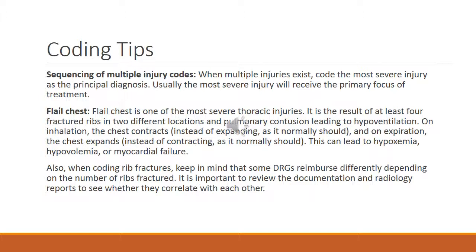Now, flail chest. Flail chest is one of the most severe thoracic injuries. It's the result of at least 4 fractured ribs in 2 different locations and pulmonary contusion leading to hypoventilation. On inhalation, the chest contracts instead of expanding as it normally should, and on expiration, the chest expands instead of contracting as it normally should. This can lead to hypoxemia and hypovolemia or myocardial failure.